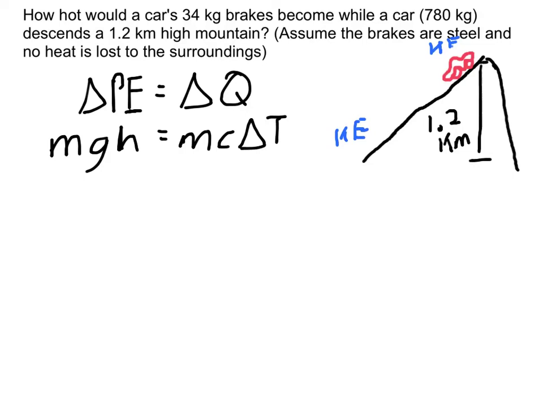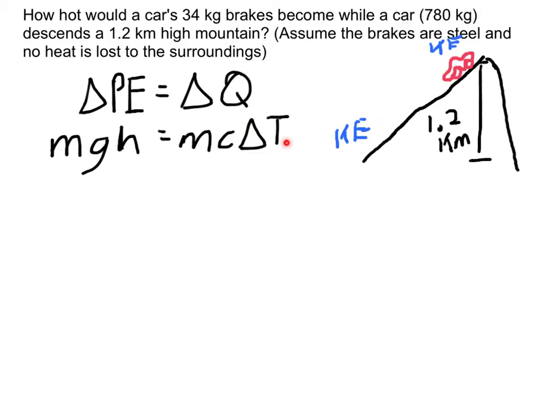And we're looking for, let's see, how hot would a car's 34 kilogram brakes get? We're not given an initial temperature, so we're going to solve here for delta T. If we really want to see what the temperature was, not just an increase in temperature, we'd probably assume 20 or 21 degrees Celsius, an average day outside, 70 degrees, something like that. And you can go a little bit cooler or a little bit warmer depending upon the season if you'd like.